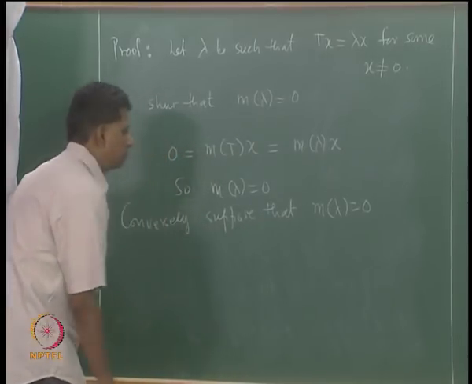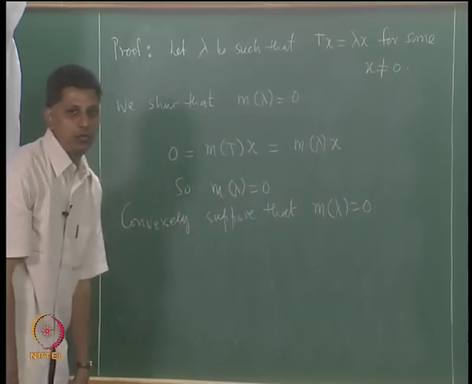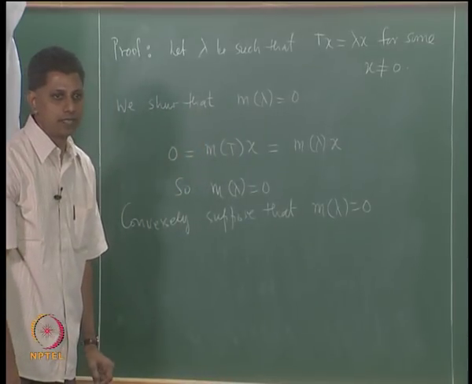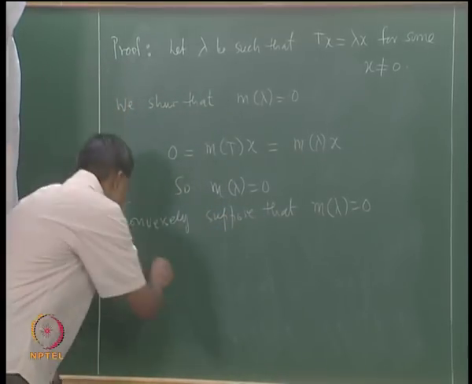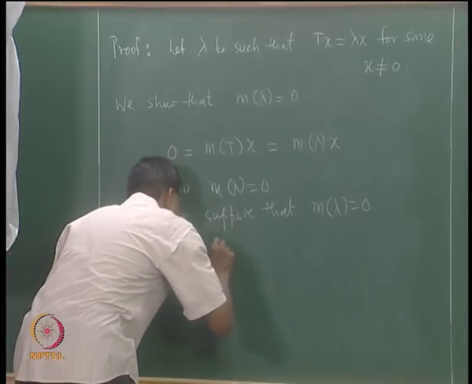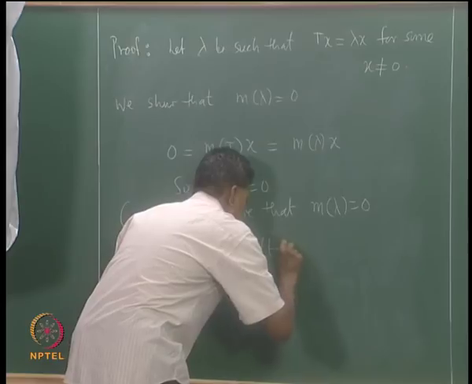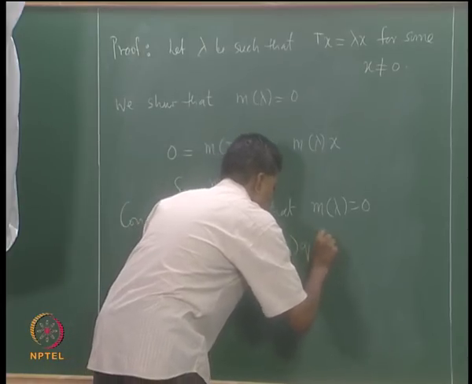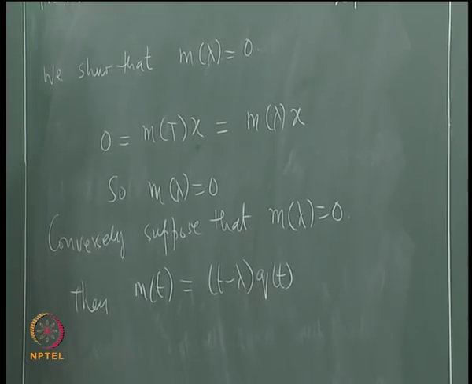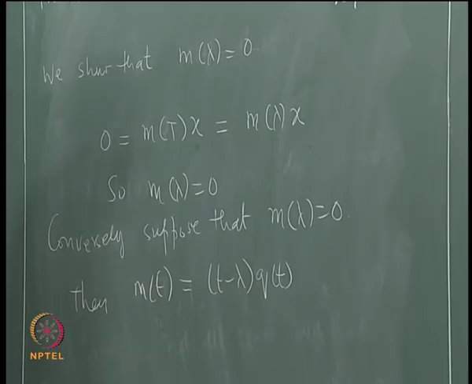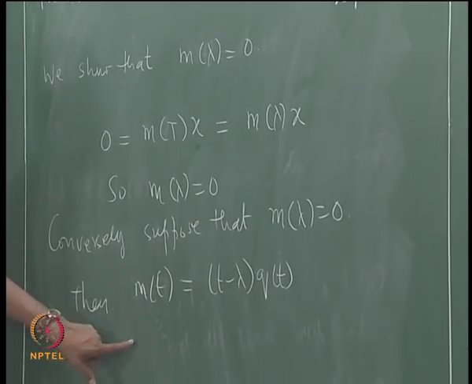M of lambda equal to 0 means that, if I use t as the variable for the polynomial m, do you agree that I can write m of t as (t minus lambda) times q of t? If lambda is a zero of m of t, then t minus lambda is a factor of m of t. This is by definition. What do you know about q of t? The degree of q is at least 1, precisely 1 less than the degree of m.